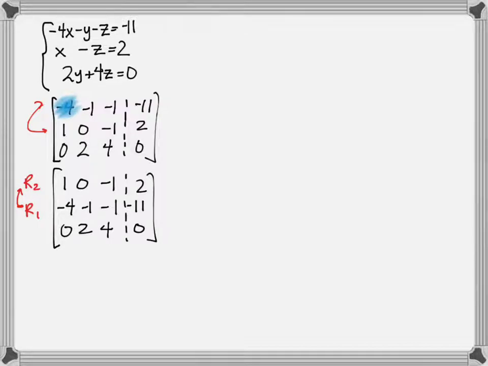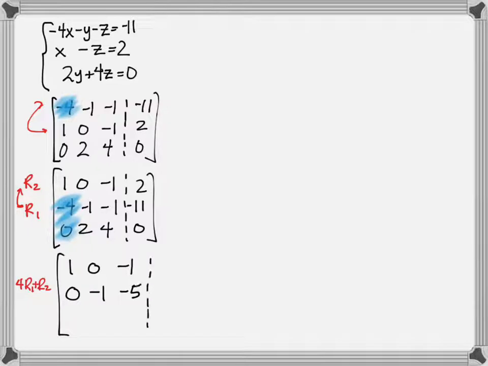Okay, so next I want to get all zeros below that first leading one. We only have to worry about row 2. So I'm going to do 4 row 1 plus row 2. I'm going to go ahead and make those changes, and you guys can feel free to pause me or whatever we need to do to keep it going. So we'll have a -1, 4 row 1, -4 plus row 2 will give me a -5. 4 row 1 is 8, plus row 2 gives me a -3 there.